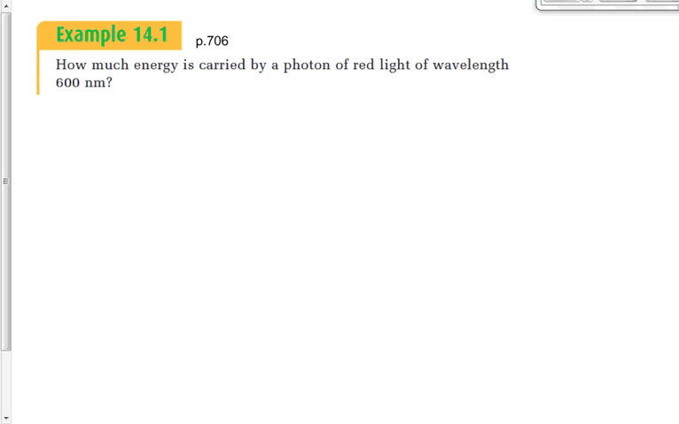I've got two examples that I want to go over today. This is the first of them. How much energy is carried by a photon of red light of a wavelength of 600 nanometers? Seems pretty straightforward, right? And it is. 600 nanometers is our wavelength. We want to circle the nanometers because we want to ultimately convert that to meters. Let's identify that as lambda, and we want to find energy here. So let's just say E is equal to hc over lambda. It's hf or hc over lambda.